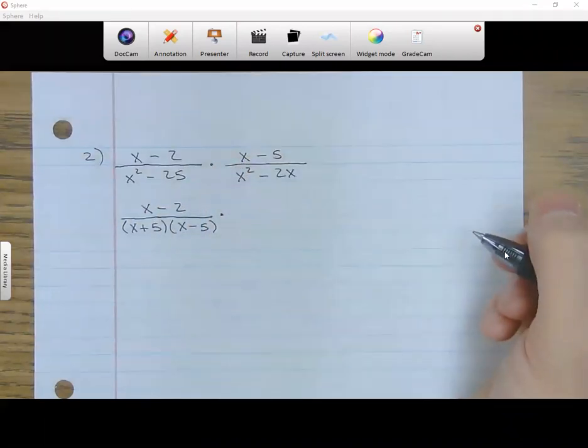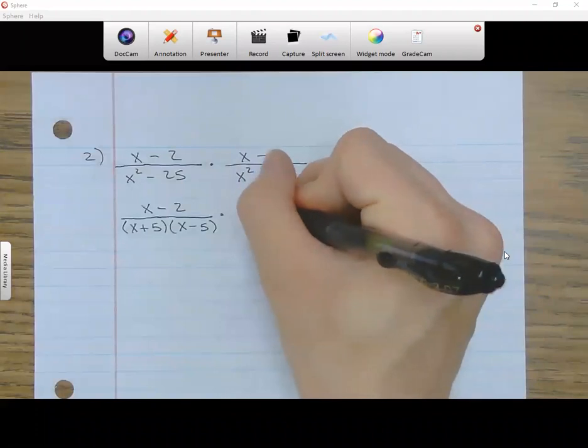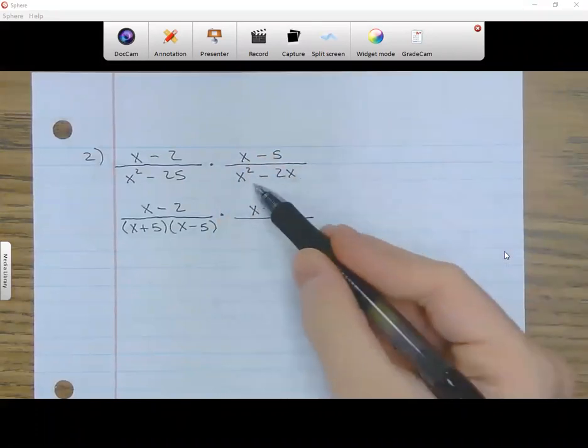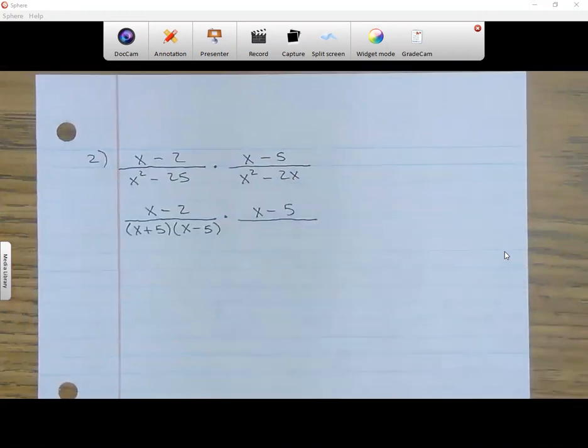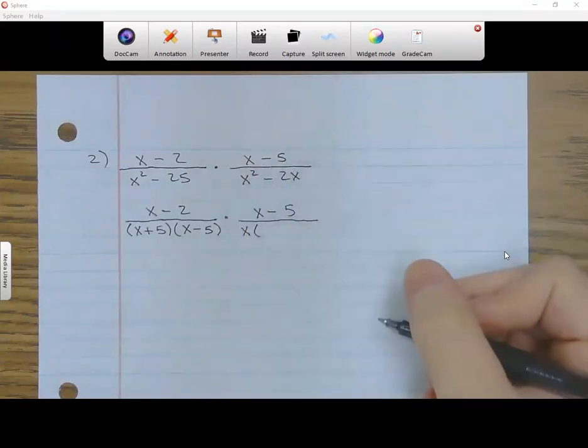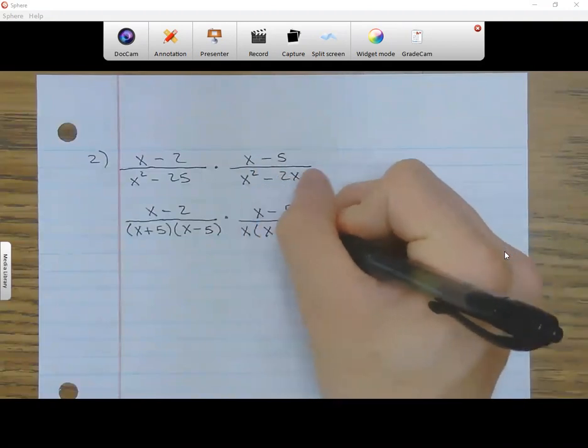And over here, the x minus 5 is going to stay the same on top, but on the bottom, what can I take out from here? What do they have in common? They both have an x, right? So I can take that out. That's my GCF. And what am I left with? X minus 2. Good.